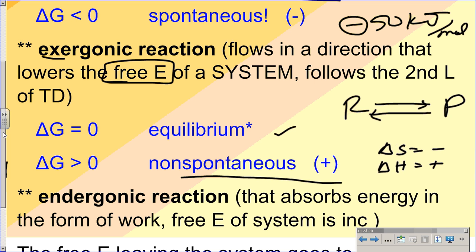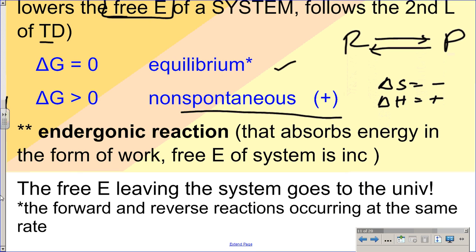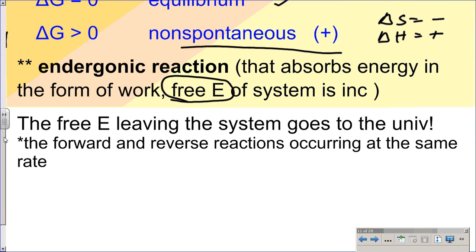Which is good, because guess who gets that free energy, people? The universe gets that free energy, and that's good, because that's why I say it follows the second law of thermodynamics. So guess what is the opposite? Endergonic. In the end, the free energy of the system will be increasing. So it's like endothermic, except endothermic refers to heat energy, and endergonic refers to free energy, also called Gibbs free energy. So many terms and units. So the free energy of the system is going to go into the universe, and that's what we call good. Okay, satisfies the second law of thermodynamics.